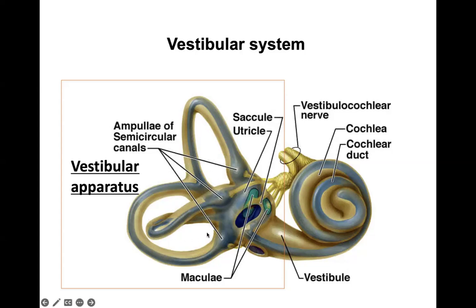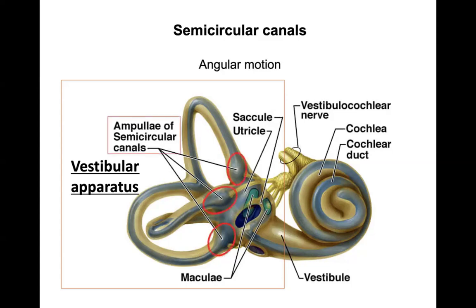Now, the other part of the inner ear is doing totally different things. It's involved in the detection of the movement of the head, right? And very important for controlling balance. Okay. So there are two parts that are included in the vestibular apparatus.